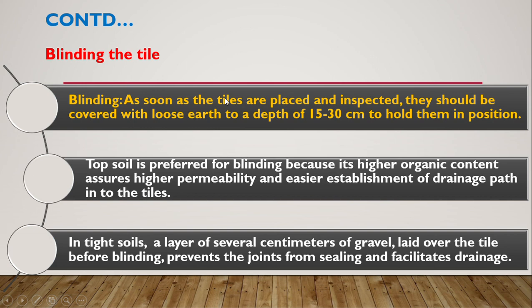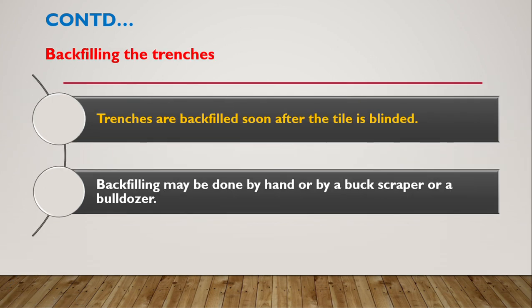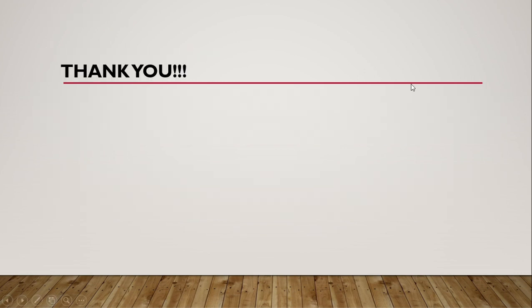And after that, final step is backfilling the trench. Now we have to fill the trench completely. So the backfilling is done mainly by using the topsoil. In some cases, larger sized particles other than topsoil are used, just like gravel or something. Backfilling may be done by hand or by buck scraper or a bulldozer. Even a bulldozer you can use for backfilling the trench. Now we have constructed our tile drainage system.